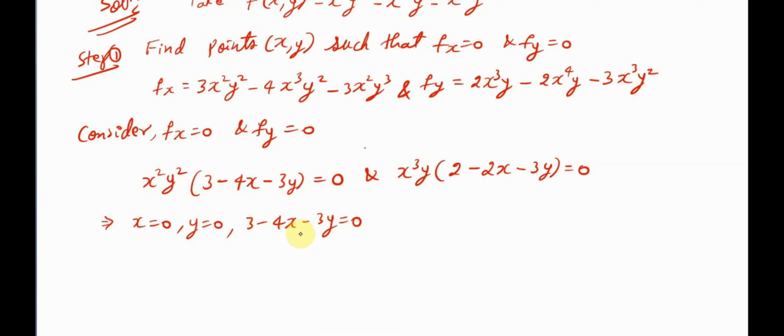So for any of the three cases, if one is true, this full equation will remain 0. So I will simplify this: minus 4x minus 3y, I will bring it to this side. Therefore I will get 3 is equal to 4x plus 3y. So minus will become plus, you know that. So from this first equation we get these 3 different answers.